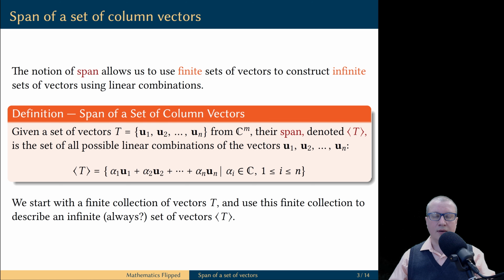Let's get started. The idea of a span is this. We are going to use a finite set of vectors to construct an infinite set of vectors, and we will use linear combinations to do this. Given a finite set of column vectors of the same size, their span is the set of all possible linear combinations of these vectors. So in these linear combinations the vectors are fixed, but the scalars are allowed to take any values. So, in this construction of a span, we start with a finite set of vectors and we use it to construct an infinite set of vectors, which is the span of the set.